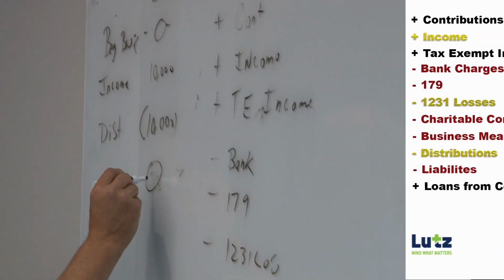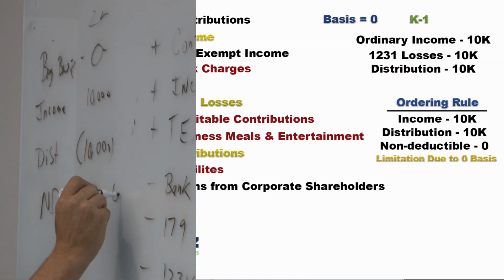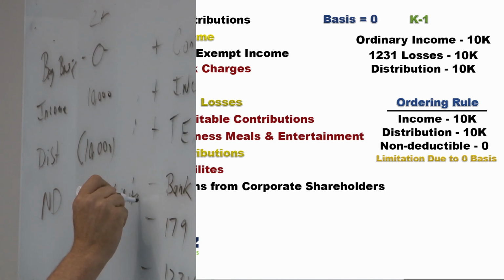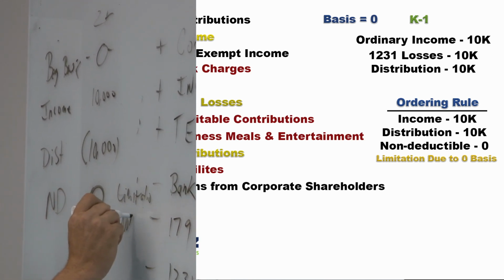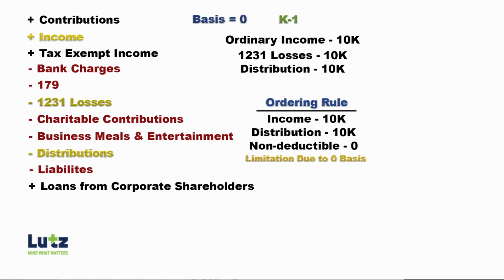Okay, so your non-deductibles are 0 by virtue of the limitation, because there's no basis. Okay, so now we've accounted for non-deductibles. What else has not been accounted for? The loss.